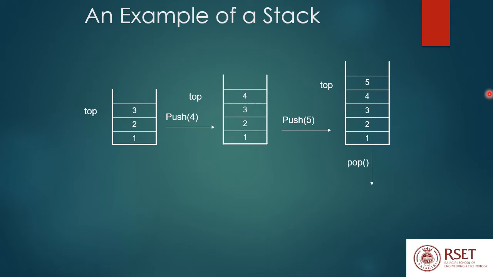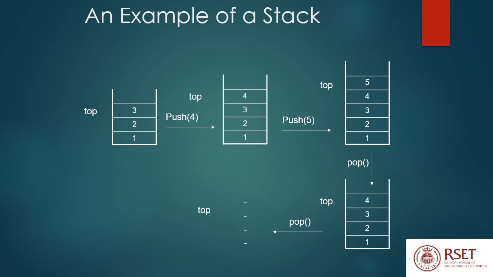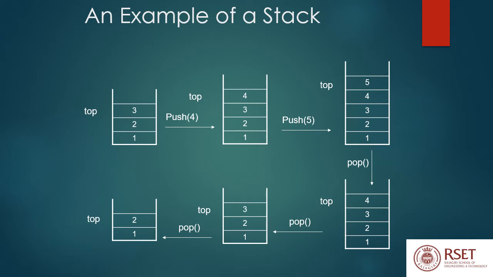Pop means you will be removing an element from the stack. By default, the last element to be pushed into the stack will be the first element to be popped out. That is, 5 will be popped out of the stack. 5 is popped out, so 4 is the topmost element now. Again, if you call a pop operation on the stack, 4 is removed and 3 is the topmost element. Again, when you call pop, 3 will be removed from the top, and the only two elements left are 1 and 2. These are the basic operations.